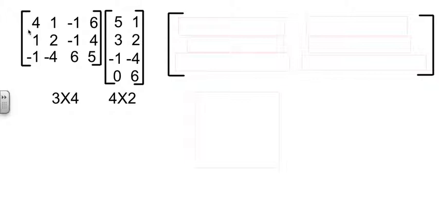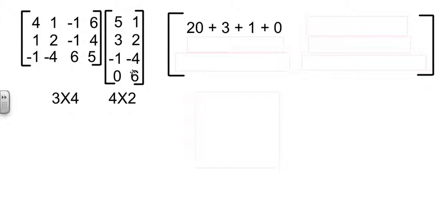Okay, we're going to go one thing at a time. First row times first column. 4 times 5, first place times first. Second times second, third times third, fourth times fourth. Okay, 4 times 5 is 20. 1 times 3 is 3. -1 times -1 is 1. 6 times 0 is 0.